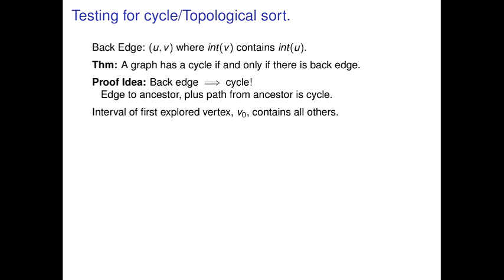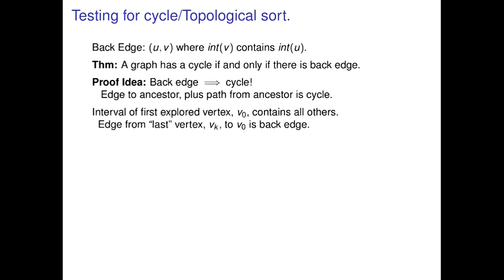So let's think about a cycle. Let's think about the first vertex on that cycle, V0. It's the first vertex explored on that cycle, right? So you're going to explore every other vertex on that cycle before returning from V0, because you have a path to them from V0. Okay? So therefore the interval for V0, the pre-post interval, contains the intervals for all the others on that cycle. Now the edge from the last vertex, its interval is contained in the interval for V0.